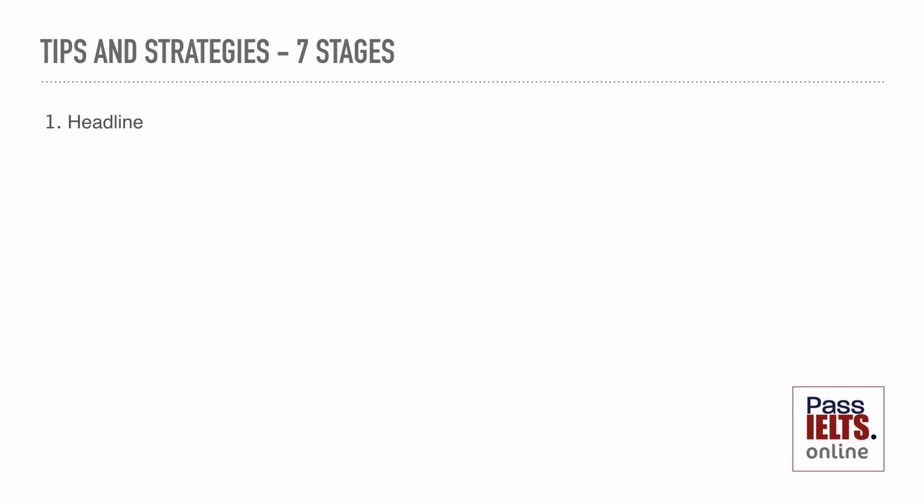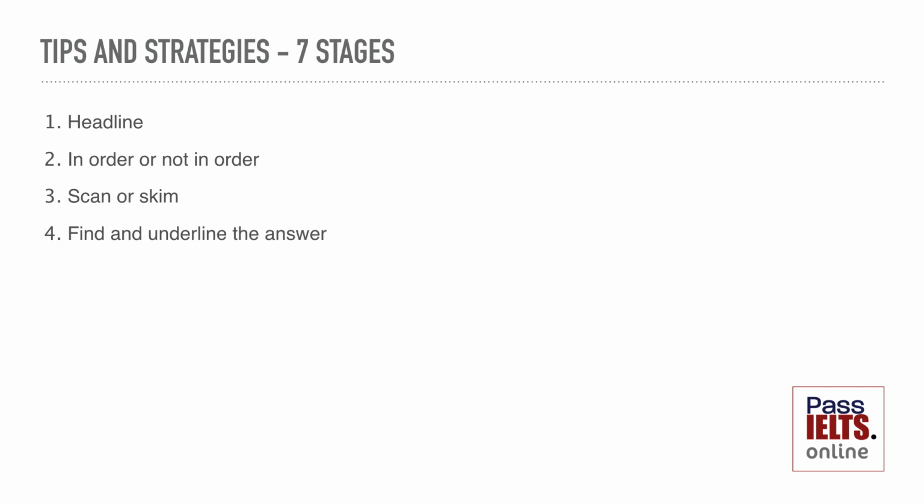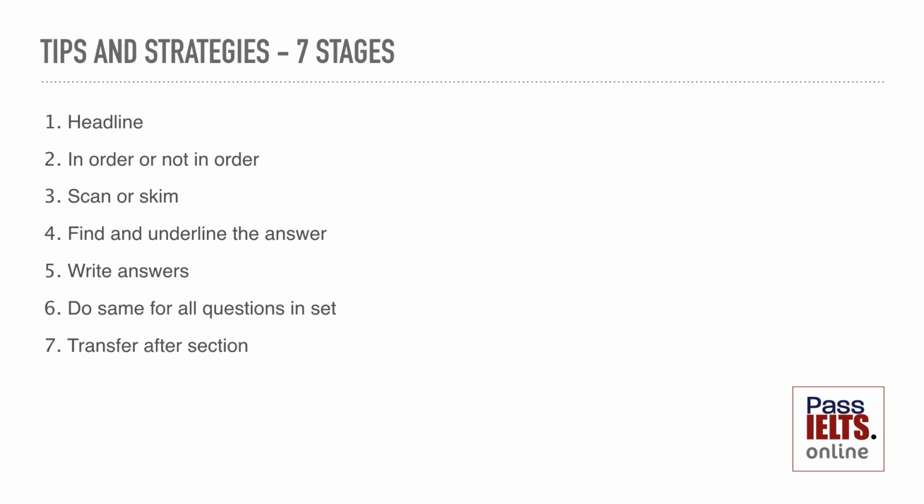Now we're going to look at 7 tips and strategies which will help you in the reading part. First, you need to read the headline. Then you need to decide if they are in order or not in order. In this case, they are in order. Then you can decide if you need to scan or skim, and in this case, you need to scan. Then you can start to find the answers. Here, you need to start with the first question. Once you've found the answer, you have to underline it, and you can write your answers, which are from the passage, next to the question numbers.